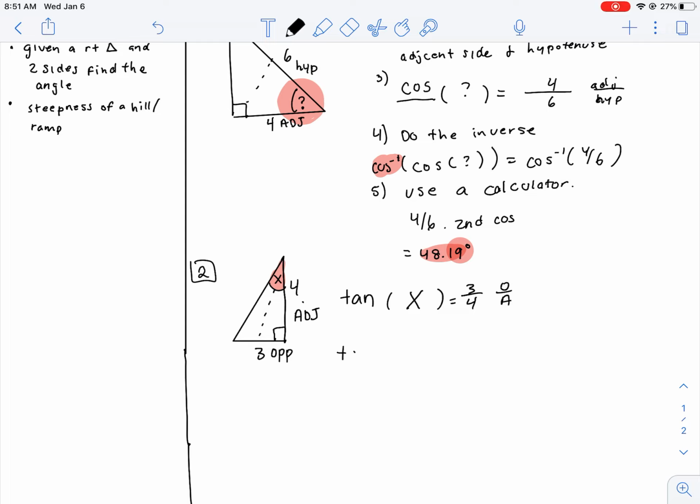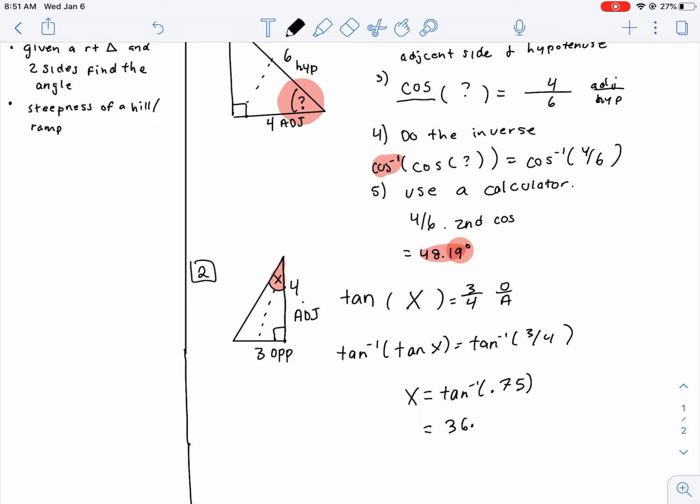So now we need to get rid of this tangent by doing the inverse of it. So we're going to take the inverse of both sides. And again, remember, all this means is we're asking the calculator to figure out what angle will get us that 3/4. So these two cancel each other out, leaving you just with x is equal to the inverse tangent of 3/4. So first you want to divide 3 and 4 to get 0.75. And then you ask your calculator, you go second tangent.